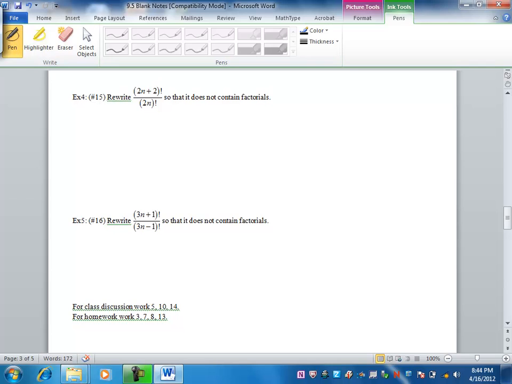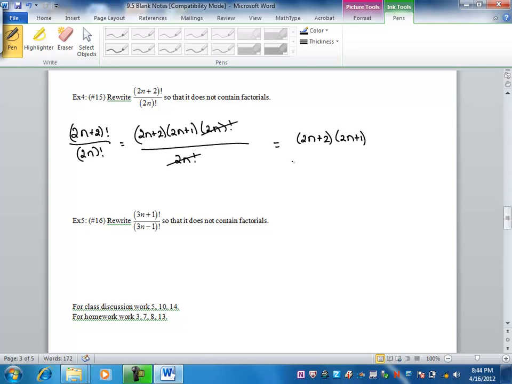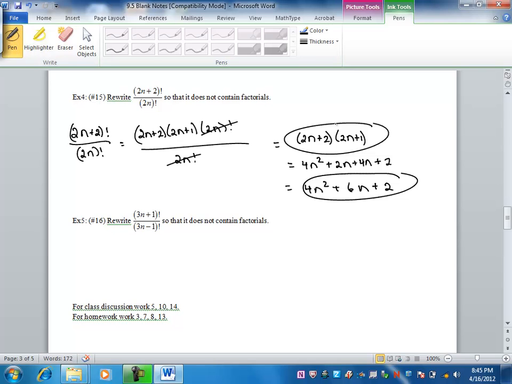Rewriting our next expression here so that it does not contain factorials, look at what we've got. We've got 2n plus 2 factorial over 2n factorial. Well, we're looking at 2n plus 2 times 2n plus 1 times 2n, etc. Now this is going to be 2n factorial over 2n factorial. You'll notice that those cancel, and we can write this as 2n plus 2 times 2n plus 1, or if we expand it out, 4n squared plus 2n plus 4n plus 2, which is 4n squared plus 6n plus 2. And I would accept either of those answers right there. So we're looking here to write that without factorials, and we managed to pull that off.